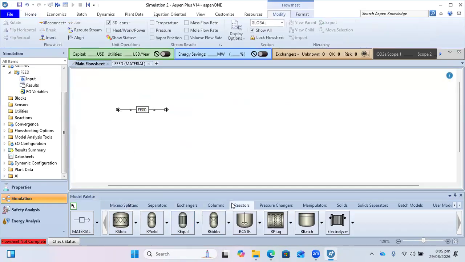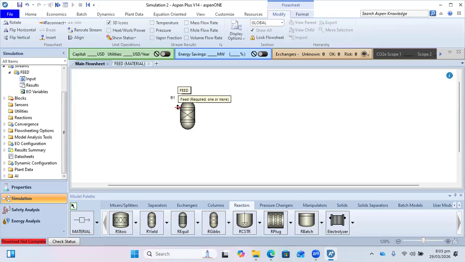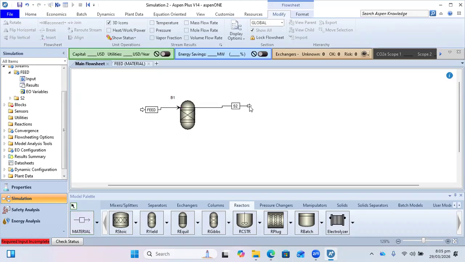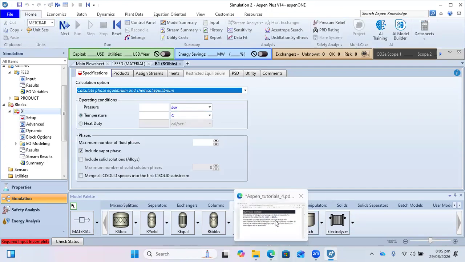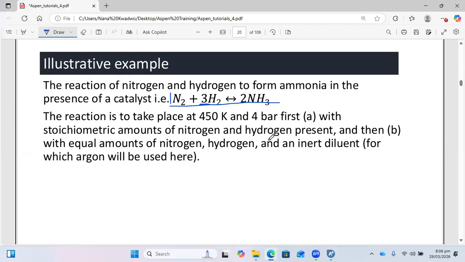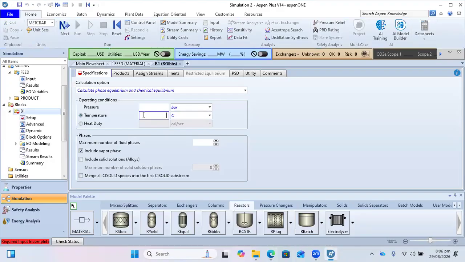Let's include the reactor. So we'll have our Gibbs. We place it down. We can connect it, and then we have the outlets. Okay. So now when we double click on the reactor, what conditions were we given? So 450 Kelvin, 4 bar. Those are the conditions the reaction is taking place at. So we'd specify the same thing, 450 Kelvin for temperature, and then 4 bar for pressure.